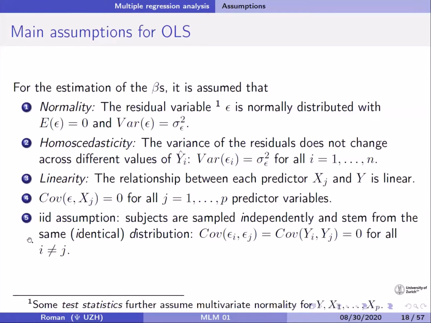Finally, the IID assumption. IID means independent and identically distributed. Subjects are assumed randomly sampled and independent from one another, stemming from the same distribution or population. This is very important, and a classic example of a violation of independence is when you accidentally sample spouses or roommates. Because these people have things in common with one another, and the model cannot take that into account, we assume that it does not happen.